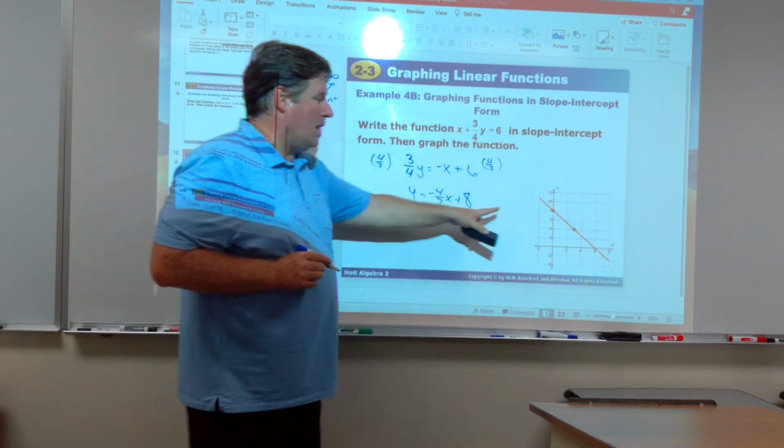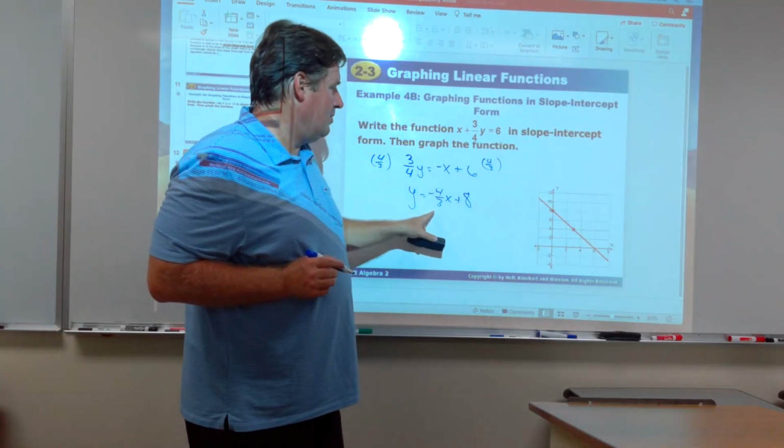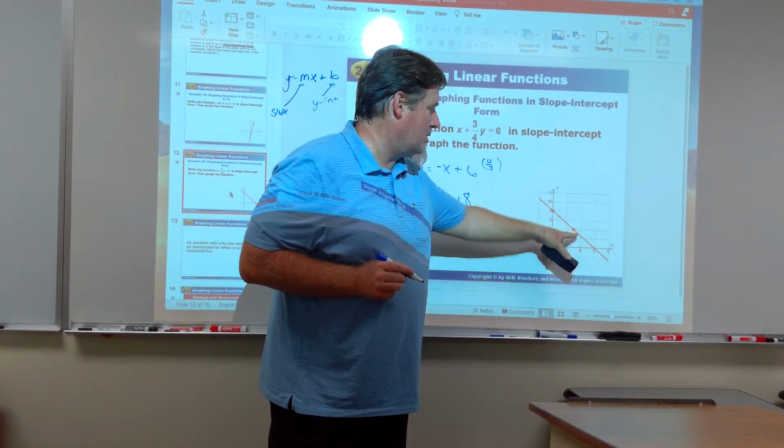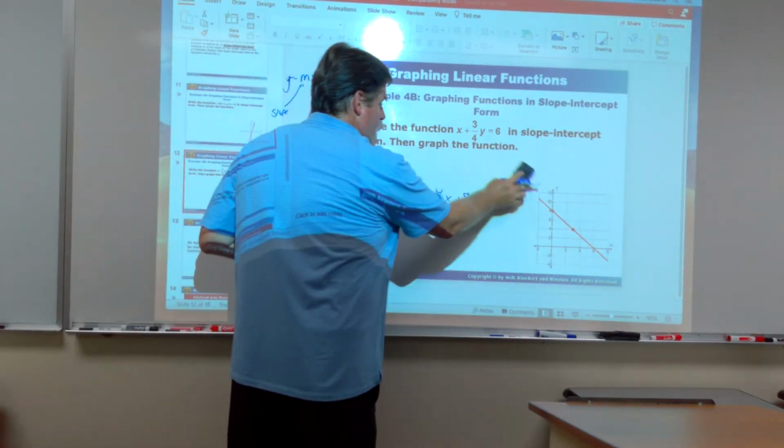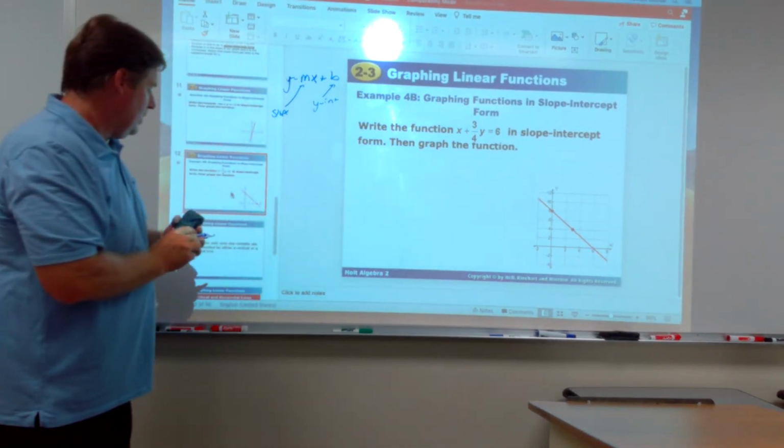So we'd start at the y-intercept at 8, and our slope is -4/3. Go down 4 and to the right 3. And there we go. It's a little tricky one. That one's still tougher with the fraction in there. But again, getting that y by itself, we can do that.